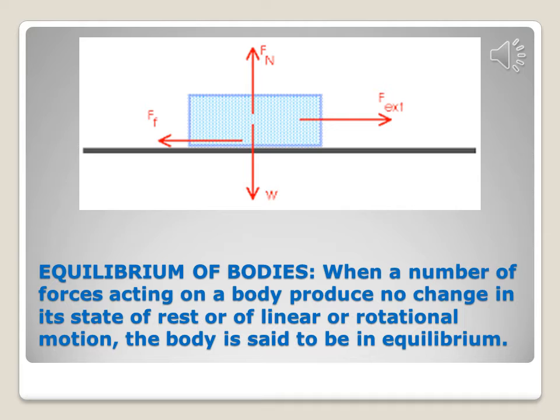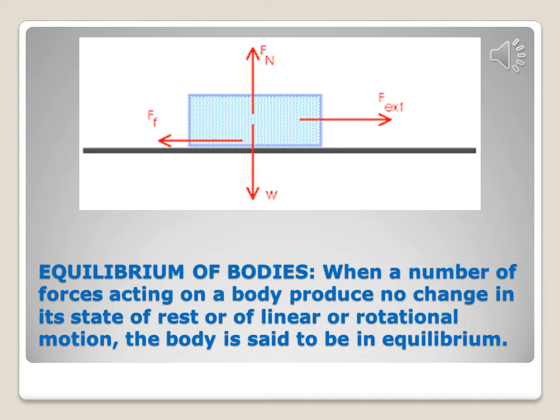But in certain circumstances, it is possible to apply a number of forces such that the resultant of all the forces is zero. So, they do not change the state of rest or linear motion of the body. And the algebraic sum of moments of all the forces about the fixed point is zero. So, they do not change the rotational state of the body. Then, the body is said to be in equilibrium.